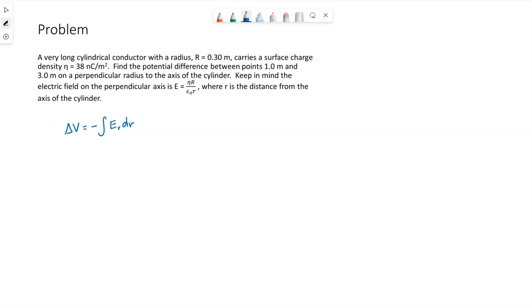Keep in mind the electric field on the perpendicular axis is E equals eta times capital R, meaning the radius of the actual conductor, divided by epsilon naught times lowercase r, where that lowercase r is the distance from the axis of the cylinder. Okay, so let's transcribe this and make sense of it. So a very long cylinder, the axis of the cylinder would go down the middle.